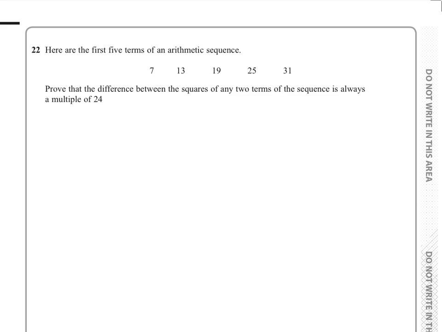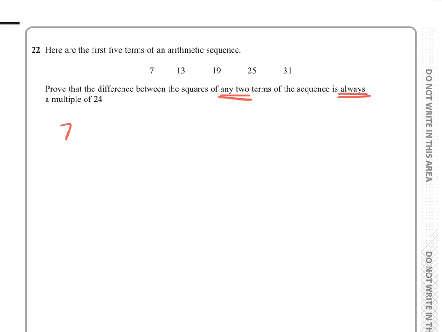Question 22. Here are the first 5 terms of an arithmetic sequence, and we have to prove that the difference between the squares of any 2 terms of the sequence is always a multiple of 24. Now, just looking at this, if I didn't have the experience of this type of question, I would probably start messing around with the actual numbers themselves and then just squaring them, taking them away from each other and seeing if it's a multiple of 24. But you've got to do any 2 terms of the sequence.